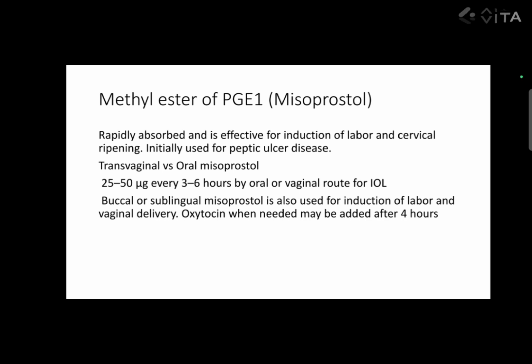Misoprostol. Misoprostol is a prostaglandin E1 methyl ester. And where do we use this misoprostol is that we will use either immediately after the delivery, or at the time of abortions for MTP kit, and also immediately after the abortions if there are still any RPOCs there, we can use this misoprostol. It is rapidly absorbed into the circulation, and it works for the induction of labor and also for cervical ripening.